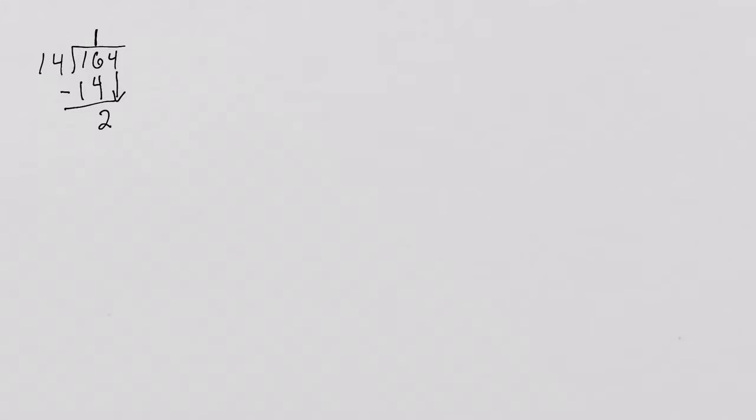From there, I bring my 4 down. And then I ask myself, how many times does 14 go into 24? Well, it only goes in 1 time. Then, of course, we do the same thing. We do 1 times 4, and that gives me 4. And then we do 1 times 1, which gives me 1. We subtract again. 4 minus 4 is 0, and 2 minus 1 is 1. So in elementary school, they would actually have you write this as 11 with the remainder of 10.